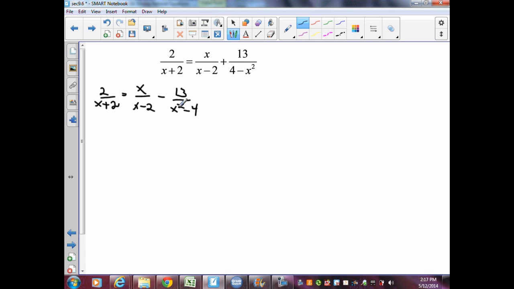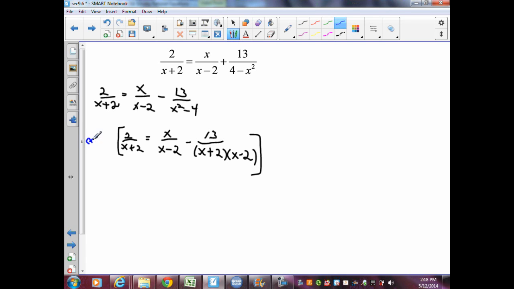Now what I want to do is to continue factoring. So I'm going to have 2 over x plus 2 equals x over x minus 2. And then I'm going to factor the denominator of this fraction, which is going to give me a difference of squares of x plus 2, x minus 2. Now I have my LCD, and my least common denominator is x plus 2, x minus 2. And I'm going to distribute that through each term on each side.